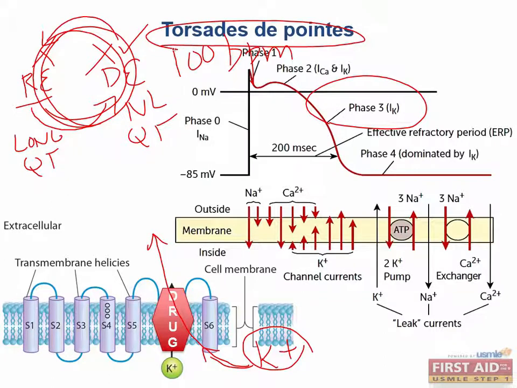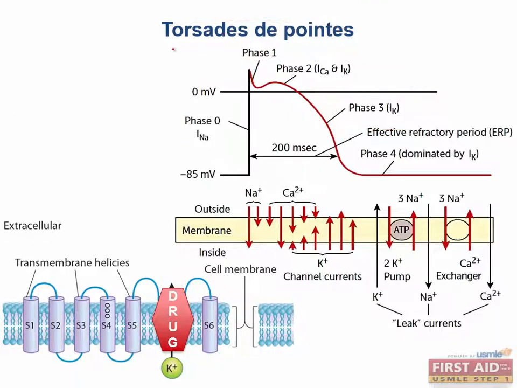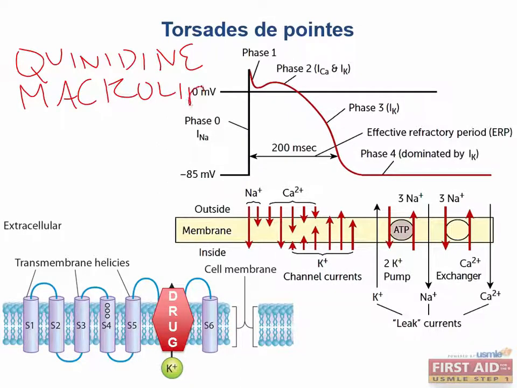High-yield things to remember are classic drugs that will prolong your QT. People die from these. You have to know them. What are these? Well, quinidine, big-time classic drug. No one uses this anymore unless you want to kill someone. Macrolide antibiotics. People use those. Be on the lookout for this.